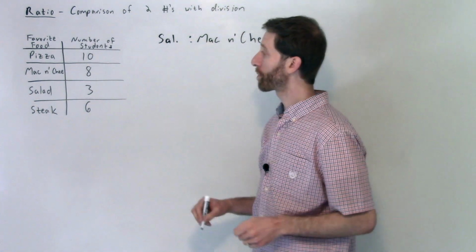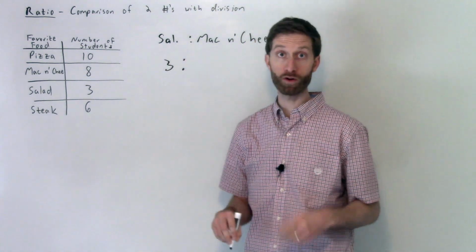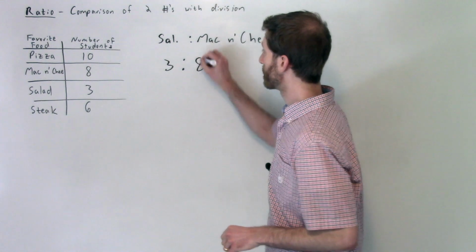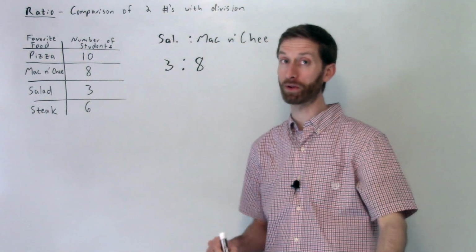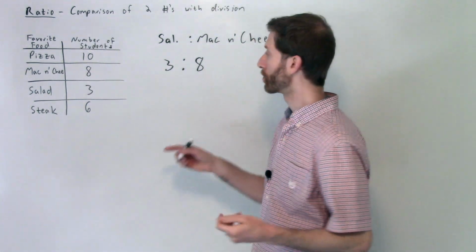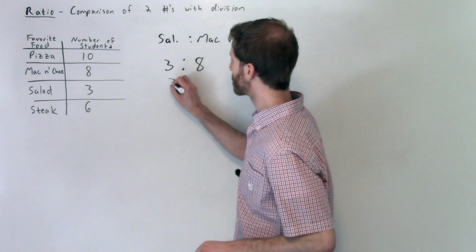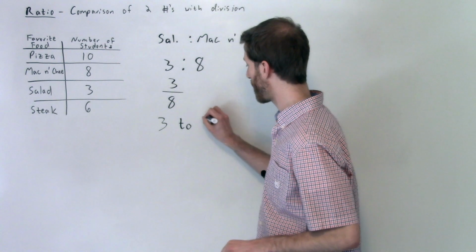Now, how many people prefer eating salad? 3. To how many people who prefer eating mac and cheese? To 8. So you could write it as 3 to 8, keeping in mind that there's a total of 11 people here, right? Total of 11 people who've been sampled between those 2 groups. You could also write that as 3 to 8 or 3 over 8.